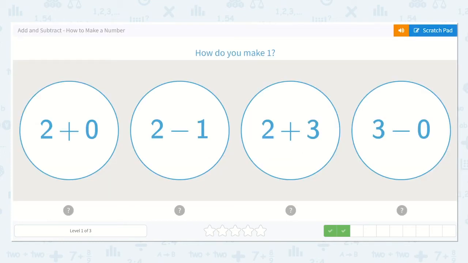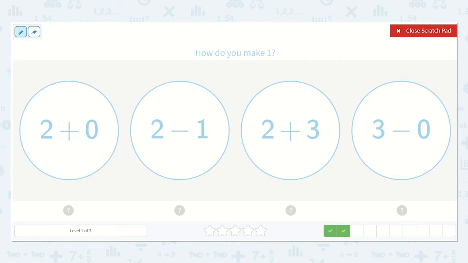All right, how do you make 1? If I draw 2 dots and I add none or 0 to them, I will still only have 2. If I draw 2 dots and I subtract 1, I'm going to take 1 away. I will have 1 left. Hey, that's what we're looking for, 1. Let's make sure the others do not work.